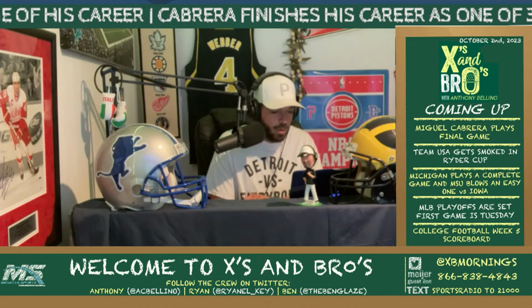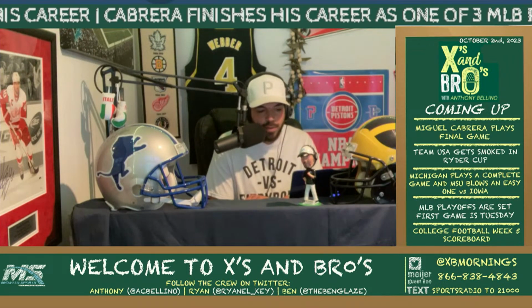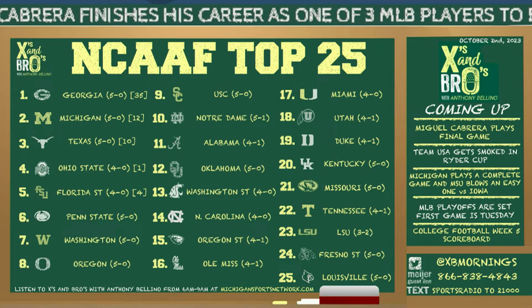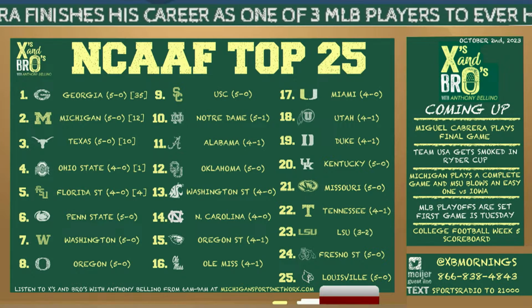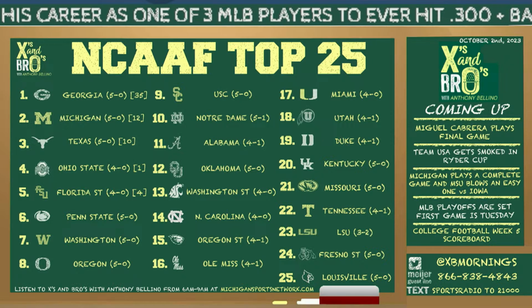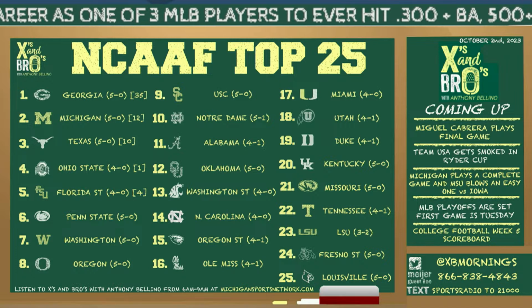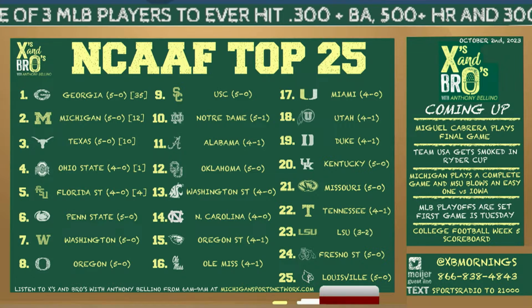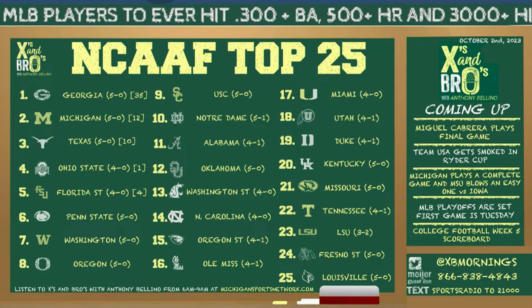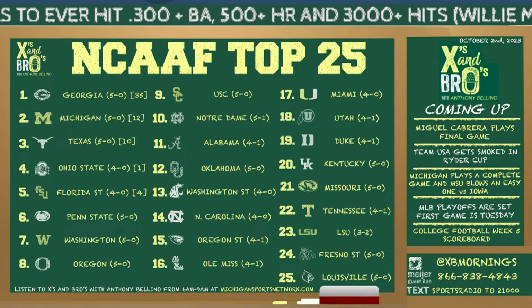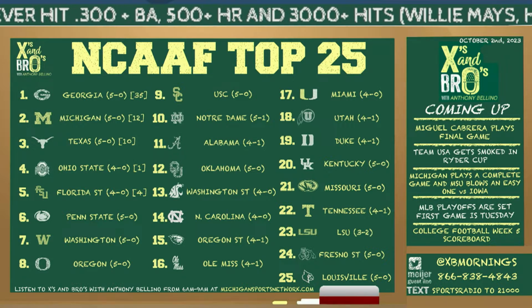The new AP Top 25 is out. Georgia's 1, Michigan 2, Texas 3, Ohio State 4, Florida State is 5. Penn State is in at 6. So you have 3 Big Ten teams in the top 10 and then not another Big Ten team anywhere to be found. Woof. Washington, Oregon, USC, and Notre Dame round out the top 10, with Alabama on the outside looking in at number 11 and Oklahoma at 12. We'll get a great matchup between number 3 Texas and number 12 Oklahoma coming up this week. That'll be a lot of fun.